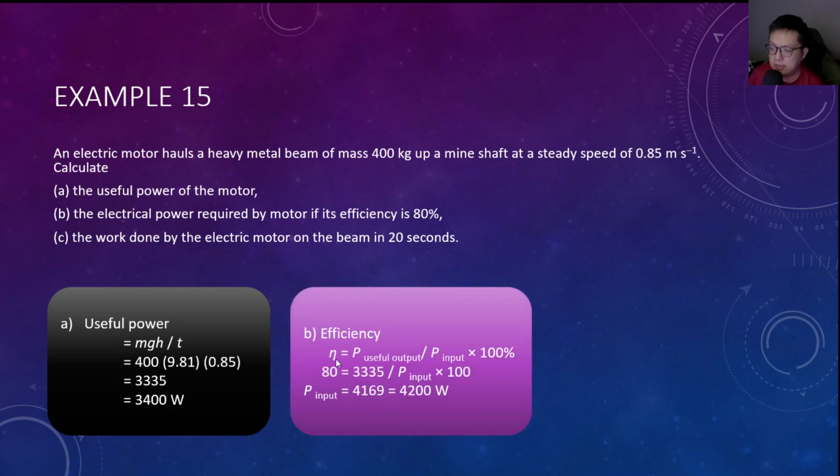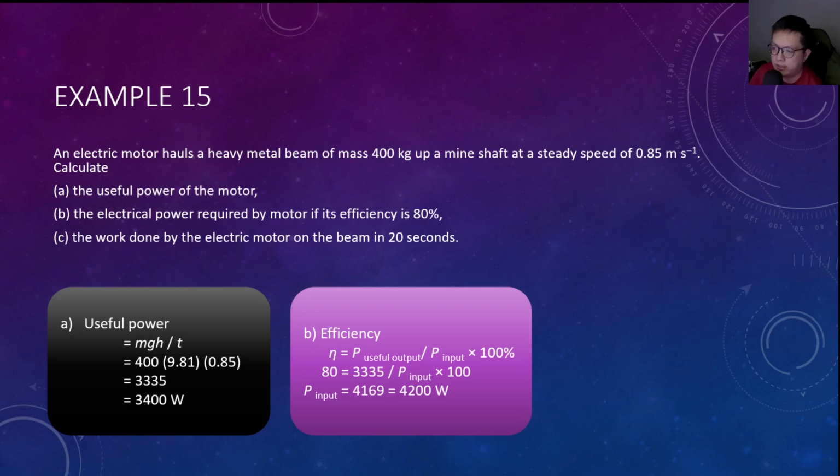Efficiency again is eta. Eta is P useful over P input. If I sub in the values, eta is equal to 80, so I have 3335 over P input times 100%. If I do the calculations correctly, I'll get 4169, which will round off to 4200 watts. So I have to put in 4200 watts of power to get 3400 watts of useful power output back.